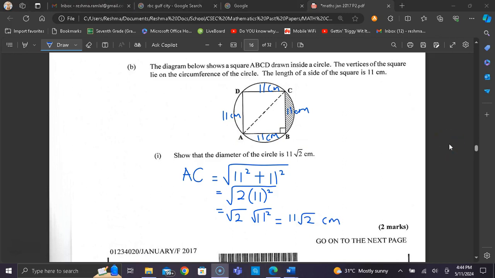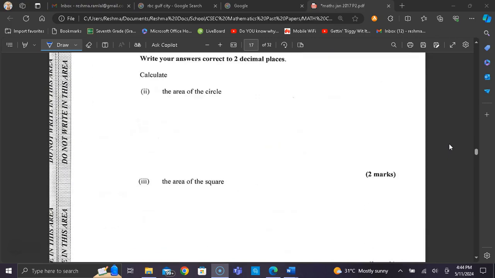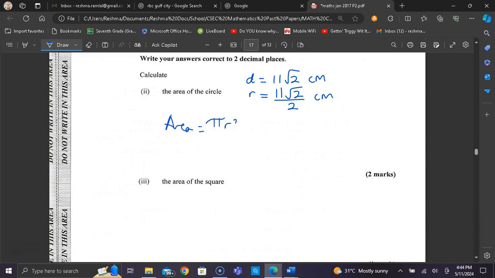So there is a part 2 to this question. Write your answers correct to 2 decimal places. Calculate the area of the circle for 2 marks. So we just found the diameter of the circle is 11 root 2 centimeters. Therefore, the radius will be 11 root 2 divided by 2 centimeters. And the area of the circle is pi r squared. So we're using pi on our calculator. Pi multiplied by the radius squared, so 11 root 2 over 2, squared.